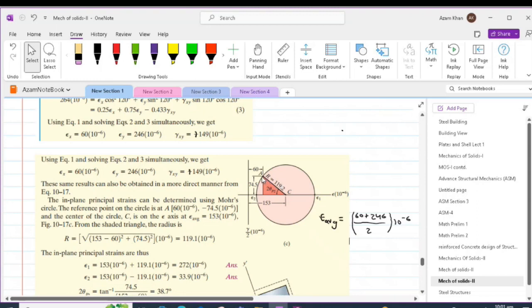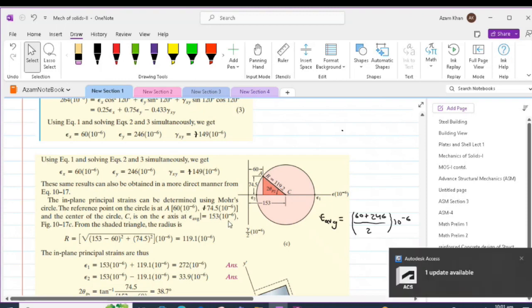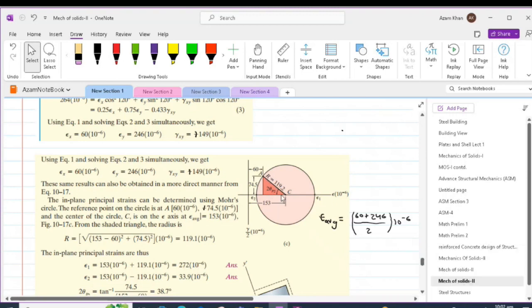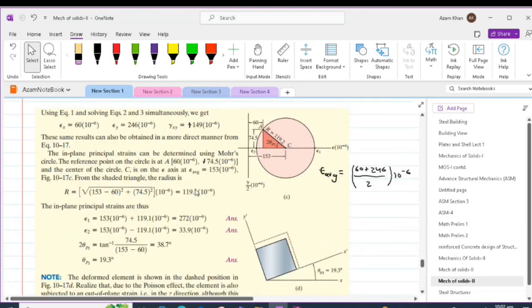Therefore, the coordinate of A will be 60 into 10 raised to power minus 6 and 74.5 into 10 raised to power minus 6. We can find out the base of this red triangle by subtracting 60 from 153, having the base and the perpendicular of this red triangle known. We can use Pythagoras theorem to determine the radius of the Mohr circle, and the radius will come out to be 119.1 into 10 raised to power minus 6.